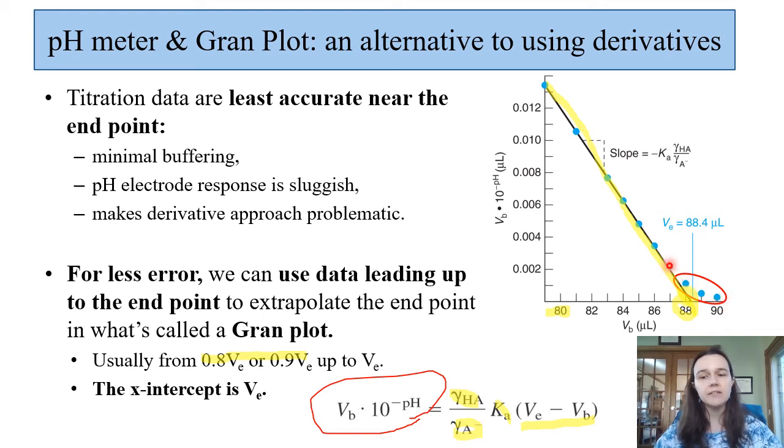That's the data that's near the equivalence volume that is affected by errors in the pH reading. It's really this earlier data that's coming up about 10% before the equivalence volume. And then I would probably reject even this data point as well as those 3 from the fitting. And then you're able to use this trend line to figure out 88.4 microliters is the equivalence volume in this case.